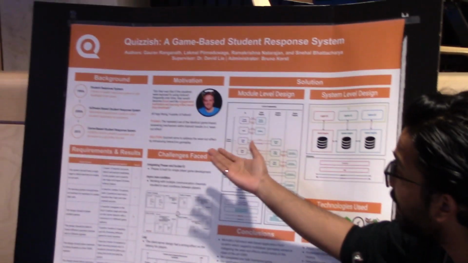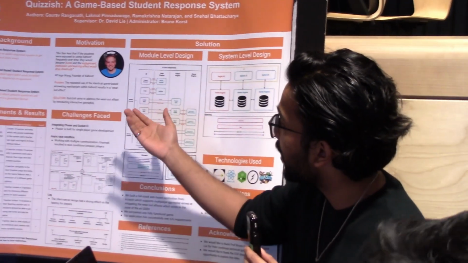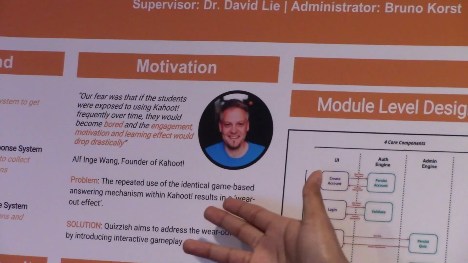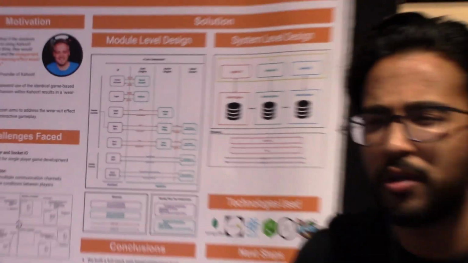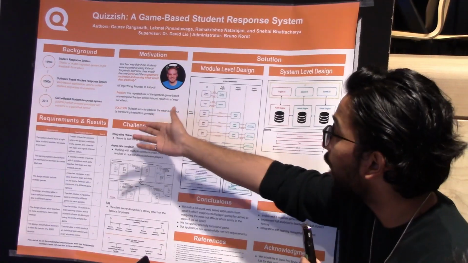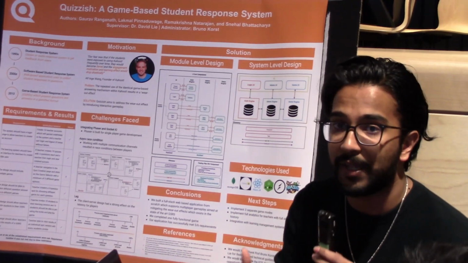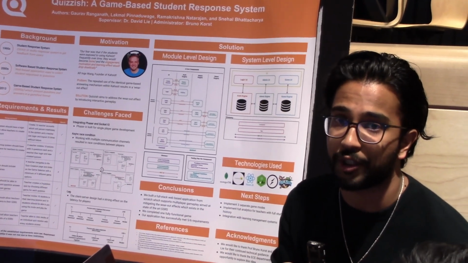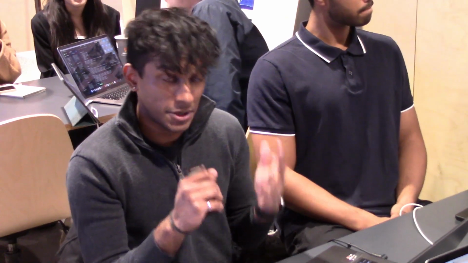Our project is Quizzish. We're group number 596, and we have built a new GSRS, a game-based student response system. So the motivation for our project Quizzish actually comes from the creator of Kahoot. Specifically, the creator himself of Kahoot identified that the repeated use of identical game-based answering mechanisms within Kahoot resulted in a wear-out effect, which lowered the motivation and engagement in students. So our solution, Quizzish, aims to address the wear-out effect by using interactive multiplayer gameplay in the app to increase student engagement and motivation.